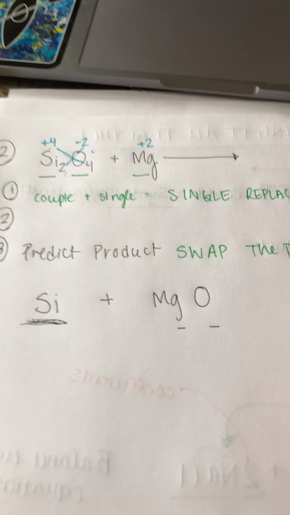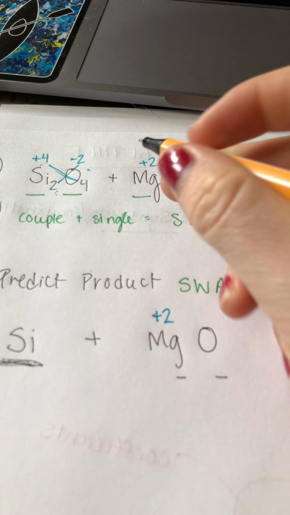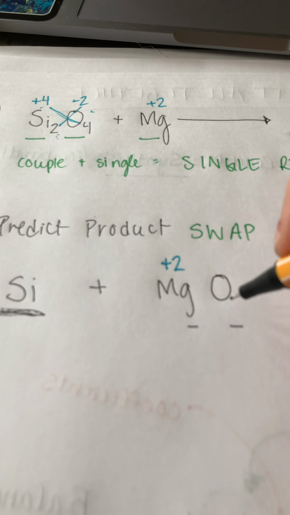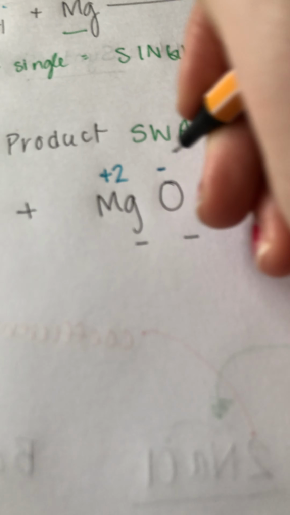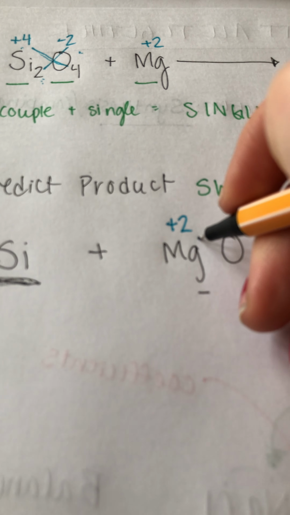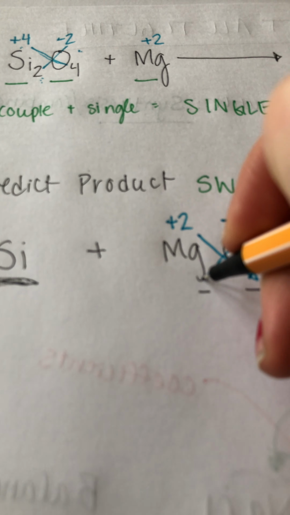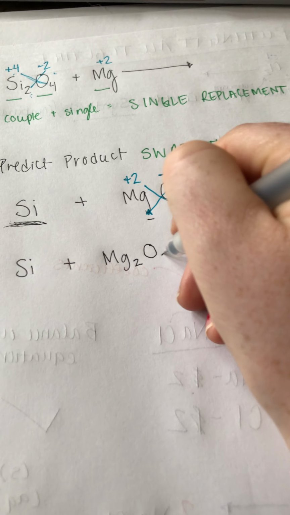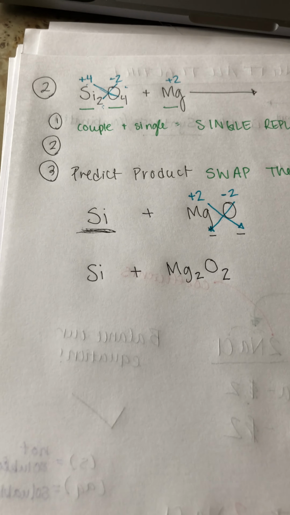So we're gonna put in our charges. Mg is +2. These are determined up here in step 2. And O is -2. And then we're gonna swap those, right? So what it becomes is Si, just the same because it's single, don't have to worry about it. And over here, this is Mg2, and then O2. So those are our products, right?